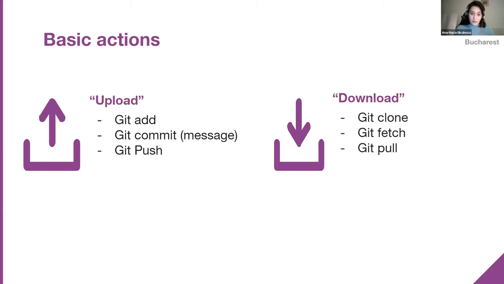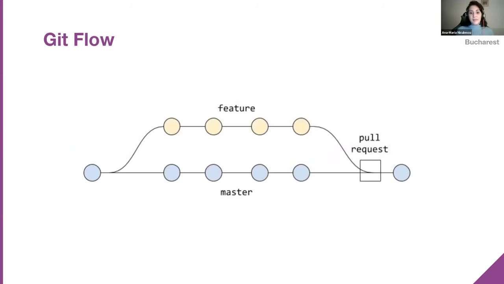And if you want to download, you clone your project. I'll show you. You fetch the changes, so you make your computer aware of the changes that happened on your project on GitHub, and then you pull the changes locally. You'll see how this happens. What I should add is that these actions have to be done explicitly. GitHub doesn't do it if you don't say so. So you have the control in the end. This is a basic flow.